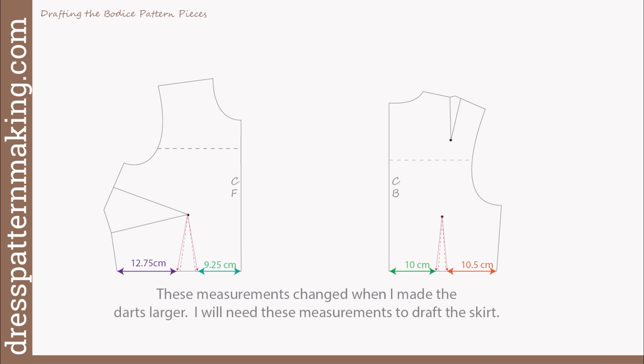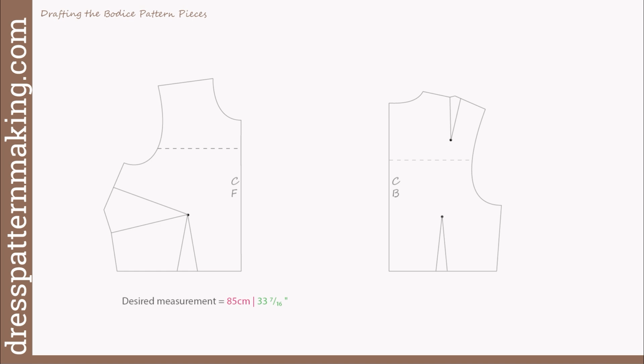So here I have increased the darts. The darts indicated by pink arrows are my new darts. I now have an empire line with my desired measurement. And from here on, these waist darts shown are my new waist darts that have been increased to give me my desired empire line measurement.